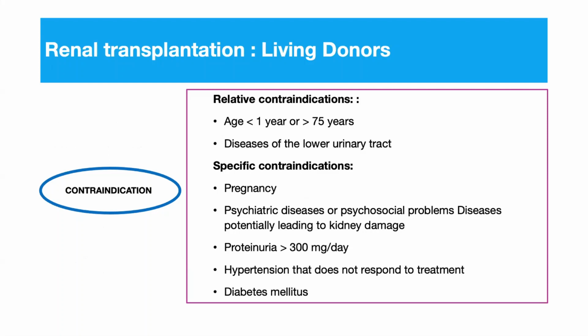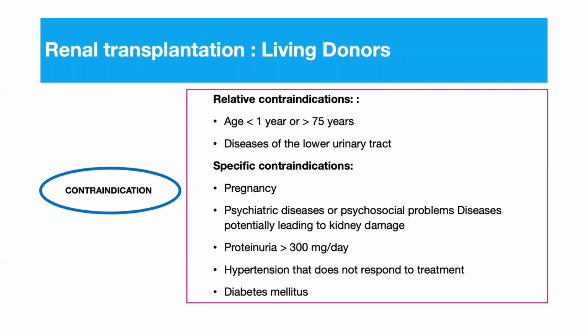This is with regard to living donors, that is, a person who wants to donate one of his kidneys to another person. Those patients should not be less than 18 or more than 75 years, and they shouldn't have any urinary tract infections or diseases. There are some specific contraindications.